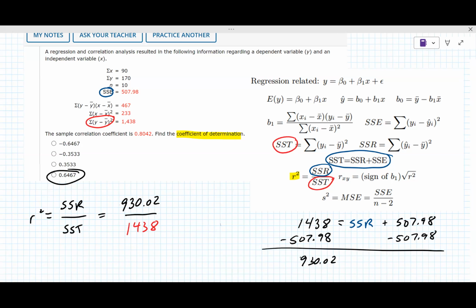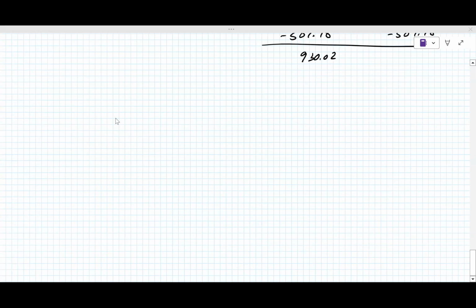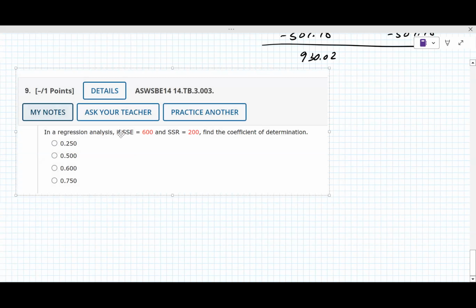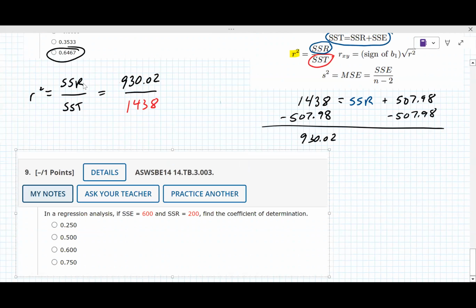All right, chunking along pretty good. Number 9 is kind of your exam question, because the style is they don't tend to give you a lot of information in each question. It says if the regression analysis of SSE equals 600 and SSR equals 200, find the coefficient of determination. We're using the exact same formula: R squared is SSR over SST.